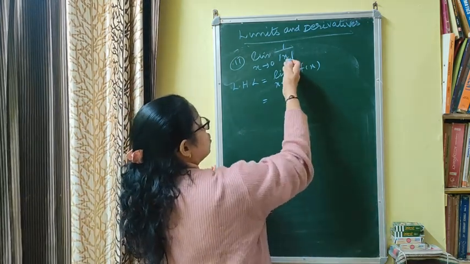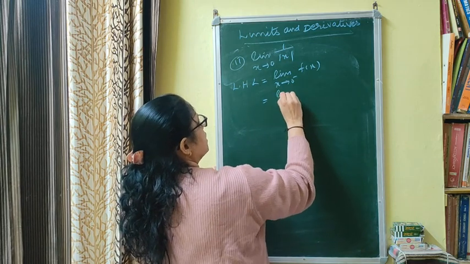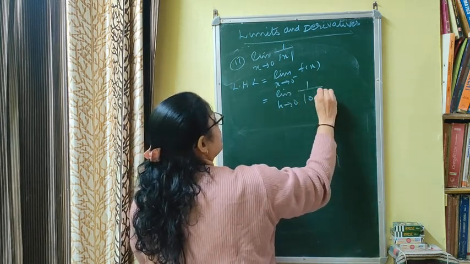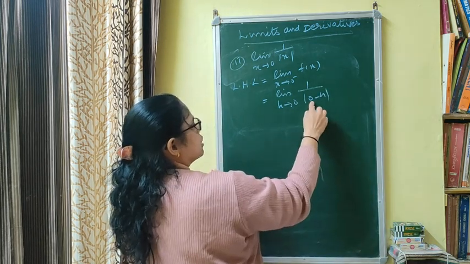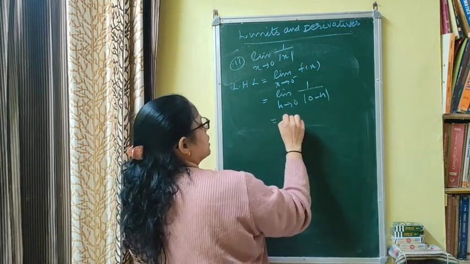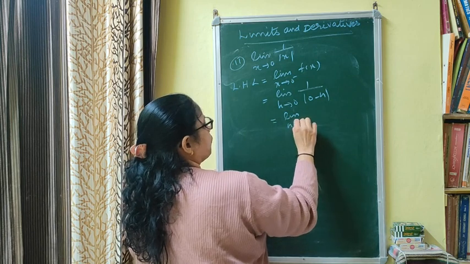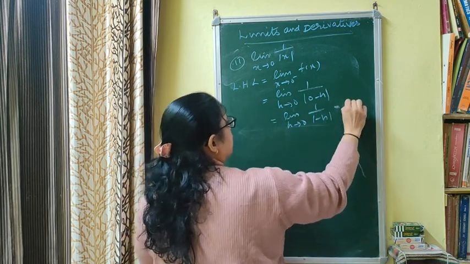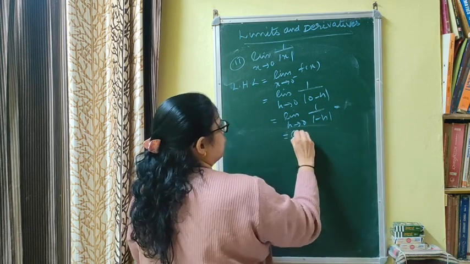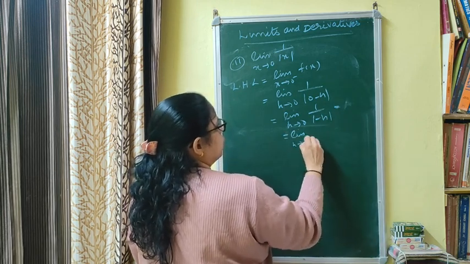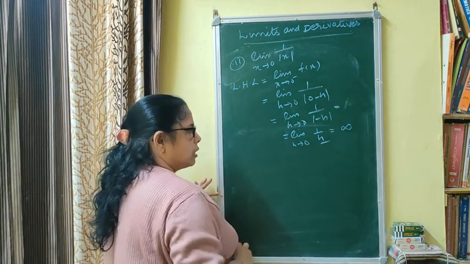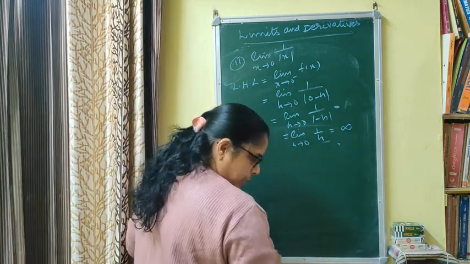Let me do this first using the h method. That is limit h tends to 0 of 1 by mod(0 minus h). Mod(0 minus h) is mod(minus h), that is limit h tends to 0 of 1 by mod h. Here mod h is minus h for negative, that is limit h tends to 0 of 1 by minus h. At last you have to put the value, 1 by h. 1 by h is 1 by 0, that is infinity. That is, the left hand limit is infinity.